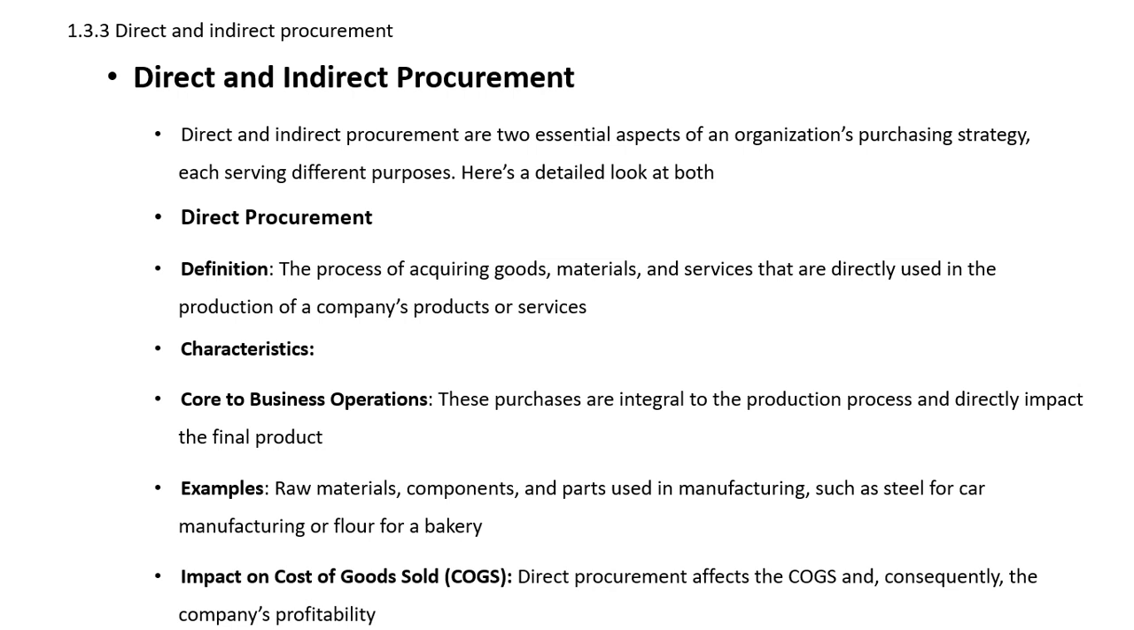Direct procurement. Definition: the process of acquiring goods, materials, and services that are directly used in the production of a company's products or services. Characteristics: core to business operations. These purchases are integral to the production process and directly impact the final product. Examples: raw materials, components, and parts used in manufacturing, such as steel for car manufacturing or flour for a bakery. Impact on cost of goods sold, COGS. Direct procurement affects the COGS and consequently the company's profitability.